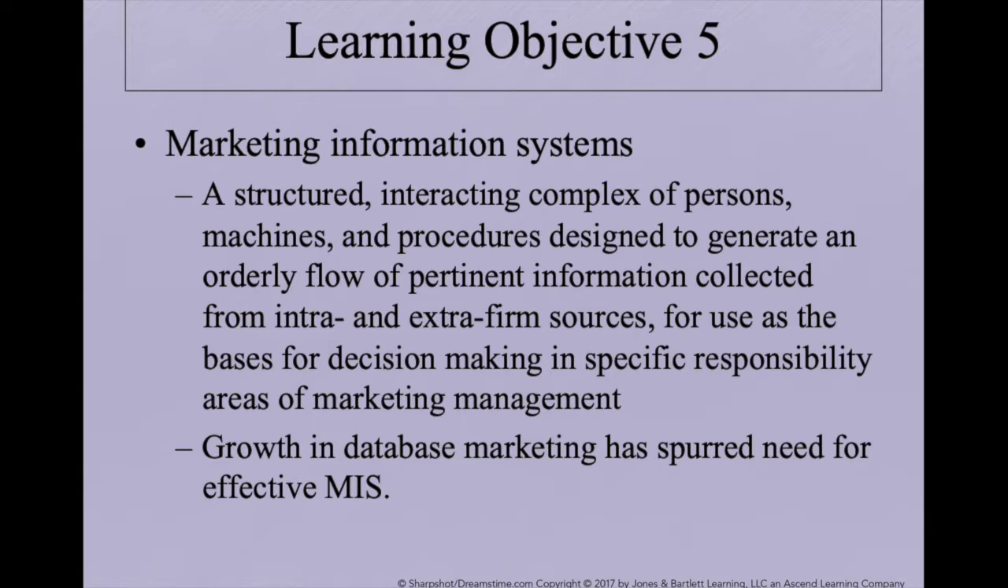A marketing information system is a structured, interacting complex of persons, machines, and procedures designed to generate an orderly flow of pertinent information, collected from intra- and extra-firm sources, for use as the basis for decision making in a specific responsibility area of marketing management. Growth in database marketing, which is an automated system to identify people by name, has spurred the need for effective marketing information systems.